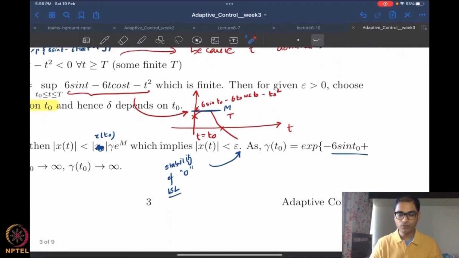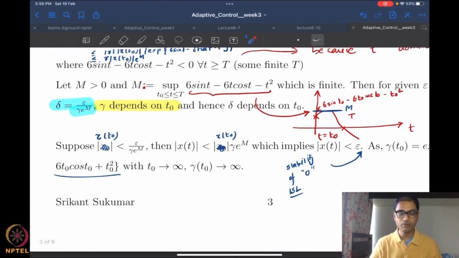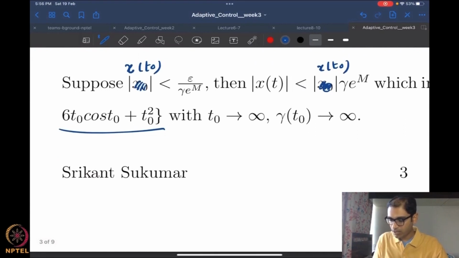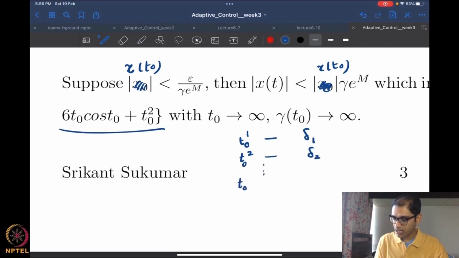Before I even try to prove anything for this specific case, let me give some kind of intuition for how to choose such a common gamma and such a common delta in the general case. All right. So let's see. Suppose I have t01 and corresponding to it, I get a delta 1. Similarly, I get another initial time and corresponding to it, I get a delta 2. And similarly, as I go on and on, I get some delta k.